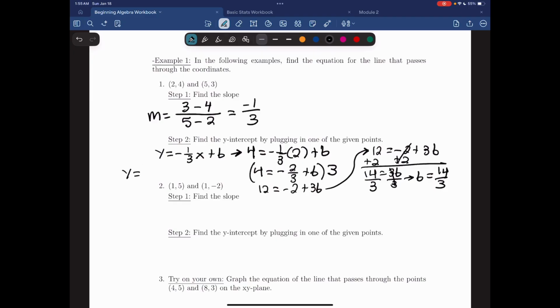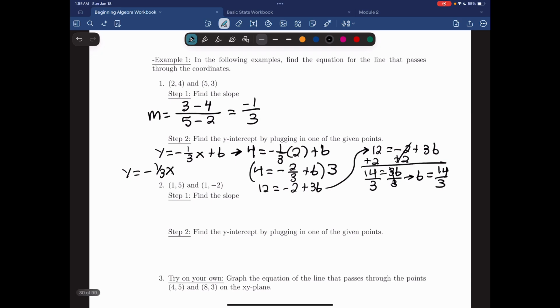So our final answer, our equation that runs through these 2 points, is going to be y equals -1/3 x, our original slope, and we're going to add our b value, which is 14/3. And that's your final answer.